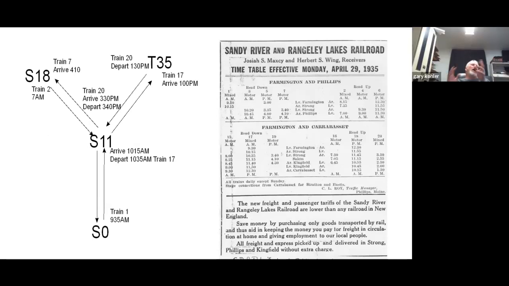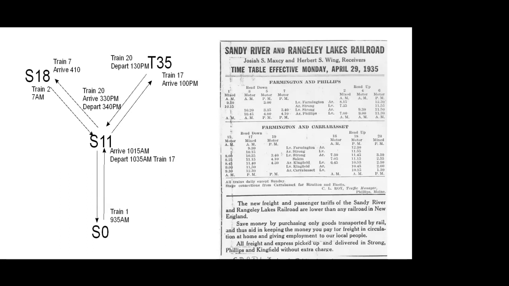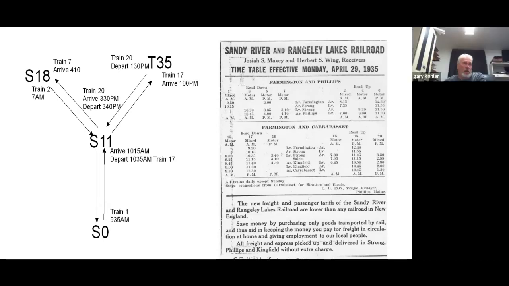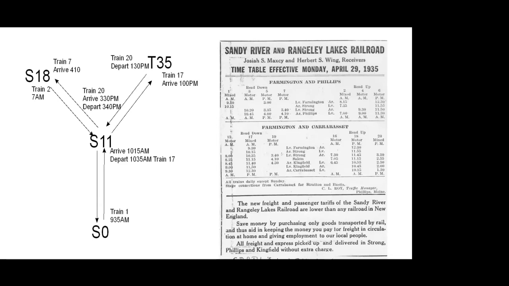Oh, okay. All right, anyway. I'll explain that. S0 is Farmington, S11 is Strong, S18. Those are miles, by the way. Okay, so the train at 7 a.m. is leaving Phillips, coming back to Farmington. So this isn't one day, this is 2 days.